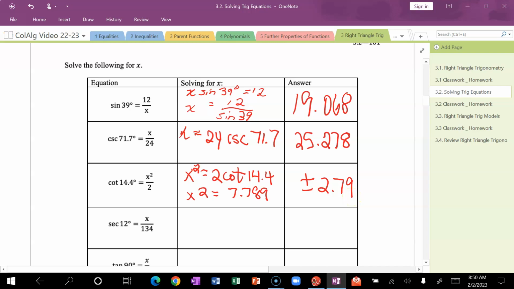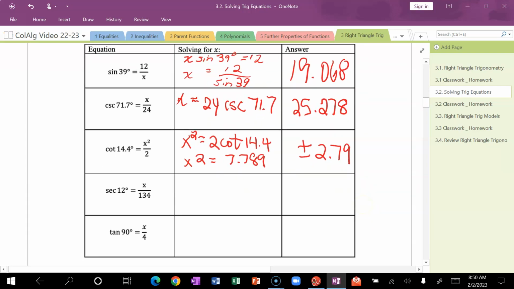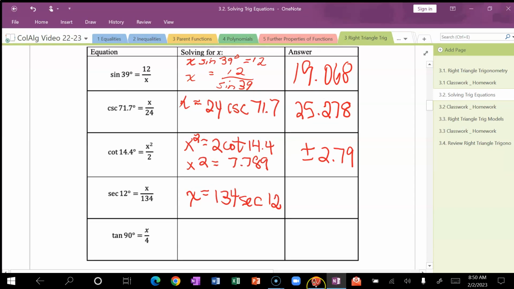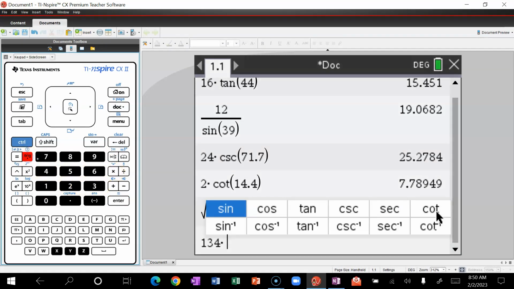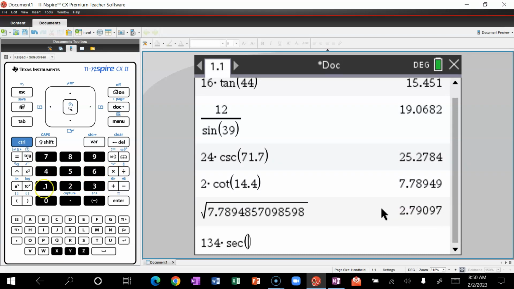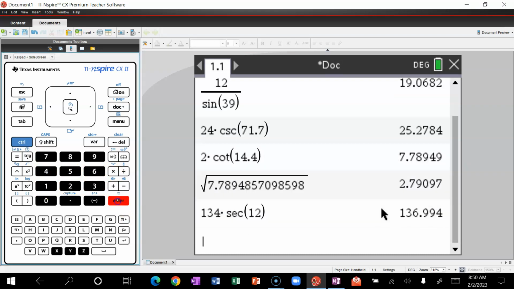Secant of 12 degrees equals x over 134. Solving this for x, you get x equals 134 times the secant of 12. So 134 times the secant of 12 is 136.994.